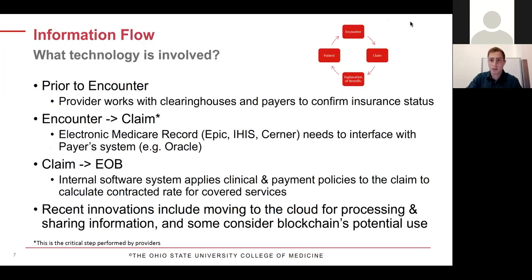So here's kind of the meat and potatoes of this talk: how does the information flow from the patient to the provider, to the payer, and ultimately back to the patient. You can see over in the top right corner I have this flow of the cycle of how information needs to be transferred from the patient. Then you have an encounter with a provider. The provider will then submit a claim, and then that claim would be paid out, and an explanation of benefits would go to the patient. And that's the core cycle here.